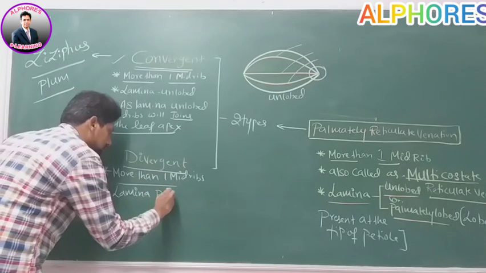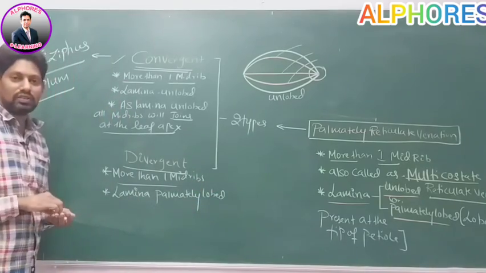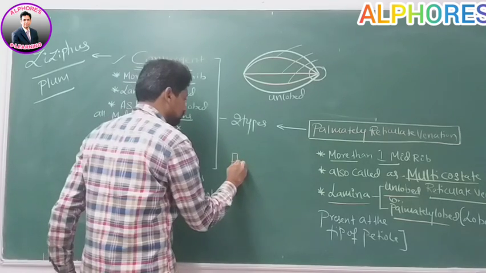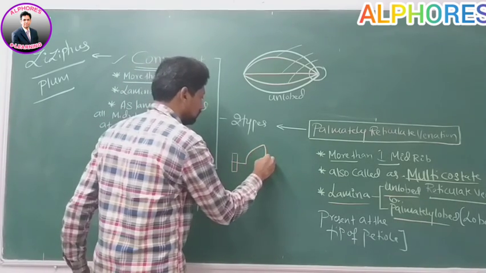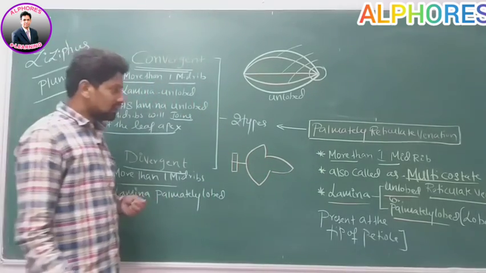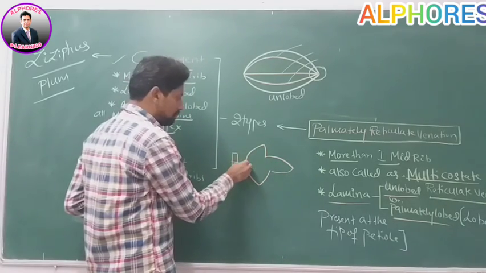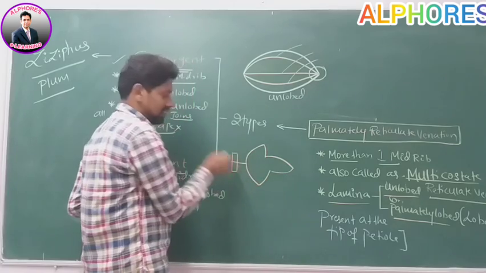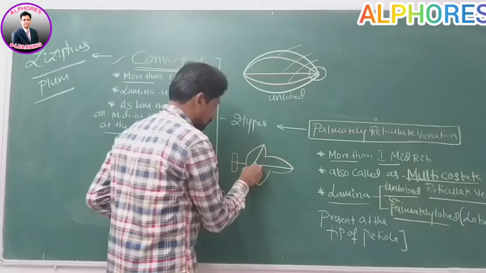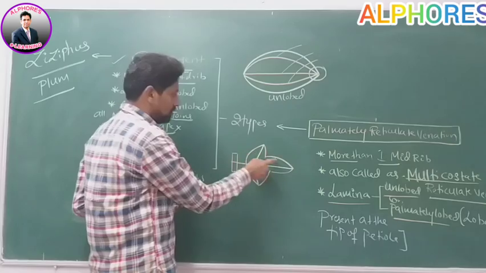Lamina is palmately lobed. Now see this diagram. Sir, in this diagram, lobes are there. These lobes are present at the tip of the petiole, sir. So this is palmately lobed. Now see the midribs. 1, 2, 3. How many midribs are there, sir? 3 midribs. 1, 2, 3.